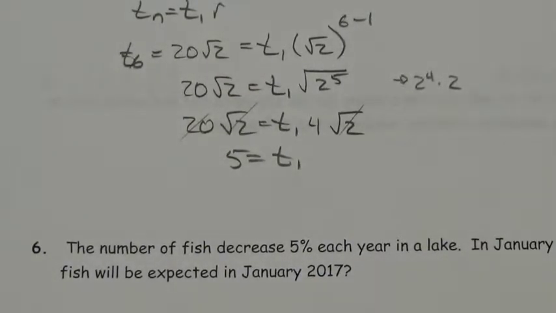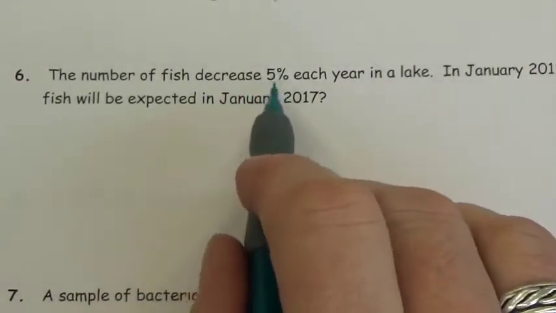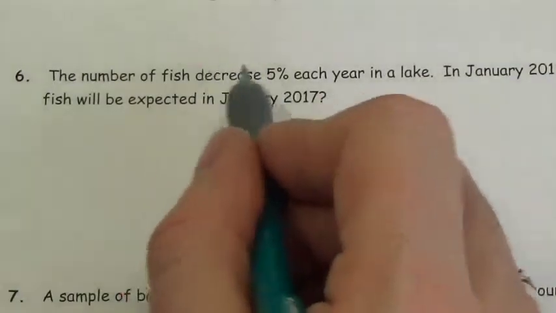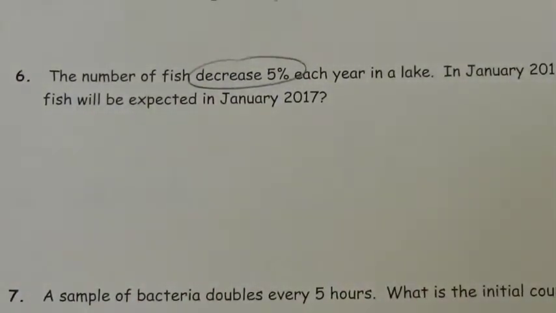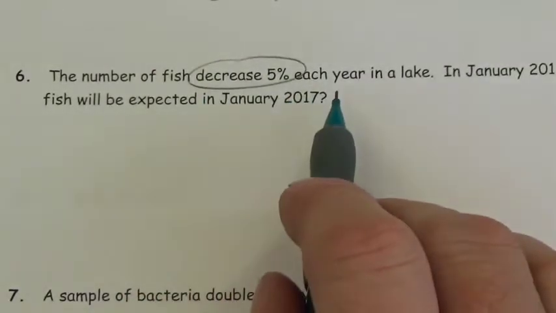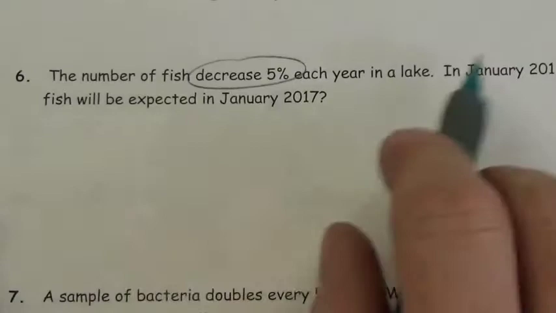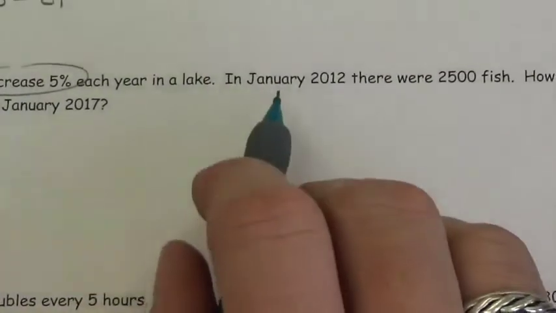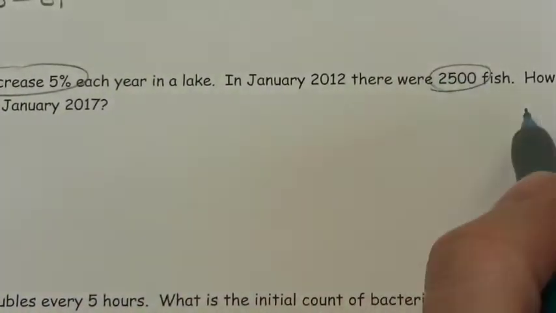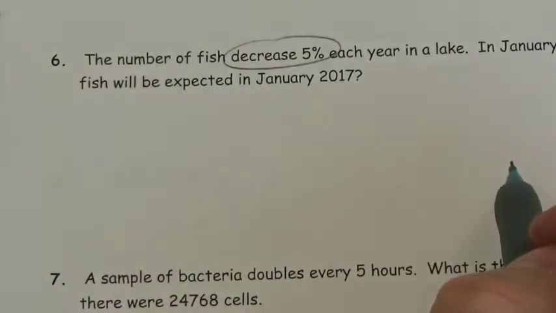Let's look at another one. The number of fish decreased by 5% each year in a lake. Oh, that's a tricky one. And in fact, this is the kind of question that's going to immediately catch people if they're not paying attention. Let's keep moving here. In January 2012, there were 2,500 fish. How many will be expected in January 2017?